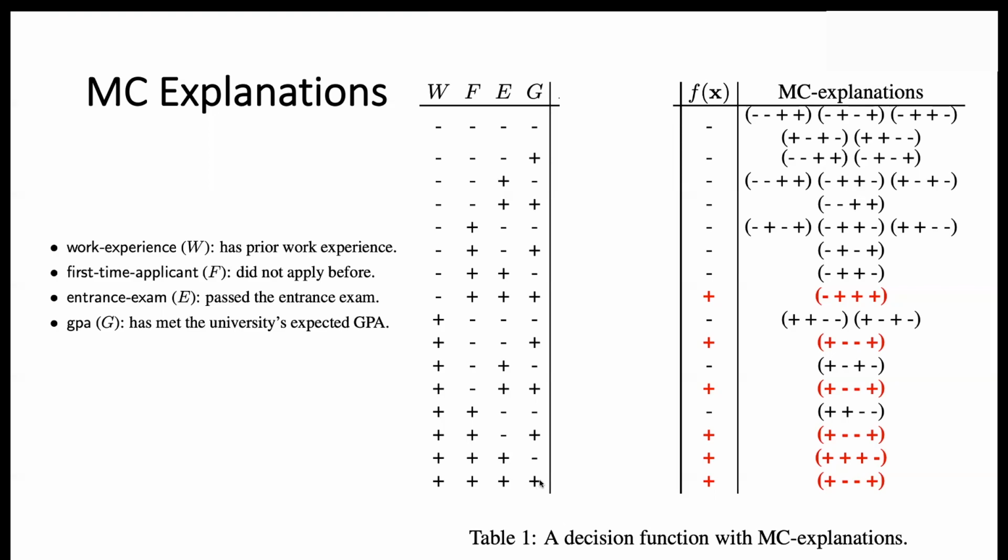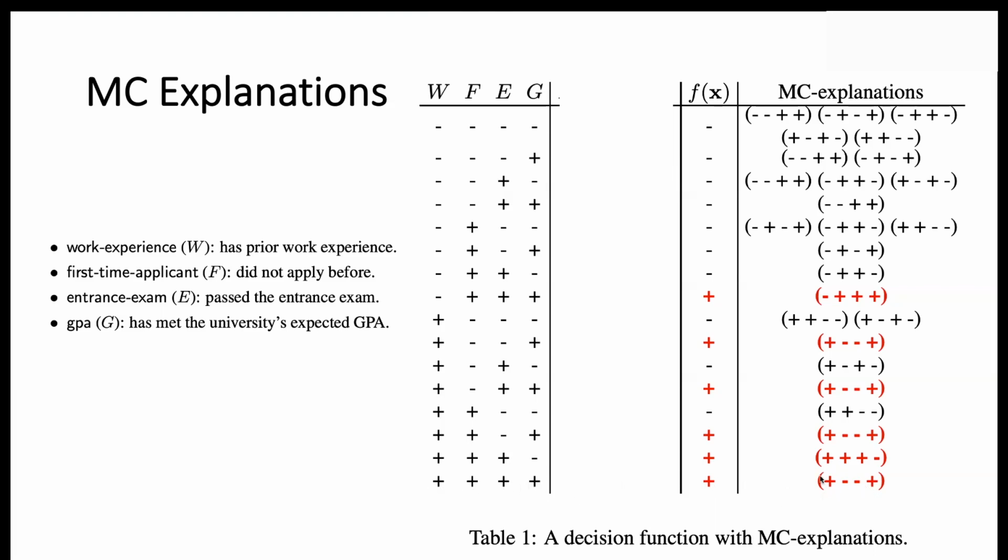Let's look at the last one. In this instance, everything was positive, another extreme case, and the decision was positive. So there's only a single MC explanation in this case. And what does this mean? This means you did not need 4 positive features. 2 are sufficient, 2 will do it. And it's the first and the last; no other combination of 2 positive features will do it.